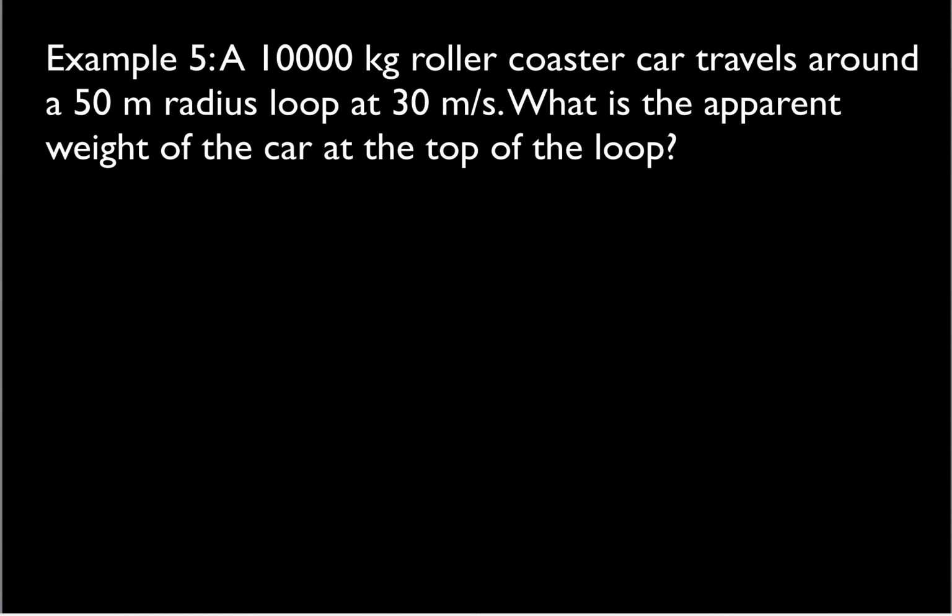In my fifth example, we're going to look at a roller coaster loop. At the top of a roller coaster loop, we have again a different situation. A 10,000 kilogram roller coaster car travels around a 50-meter radius loop at 30 meters per second. What is the apparent weight of the car at the top of the loop?